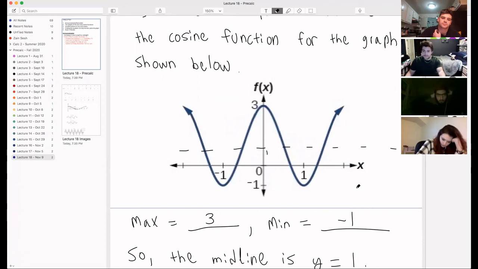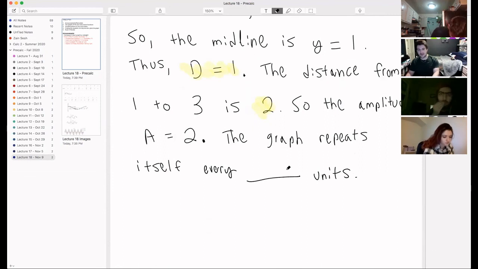Very good. So what did you see here that made you think that? I saw at -1 and 1, the graph begins the same behavior. Well said. Perfect. So in this case, it was really nice to see that these minimum points landed right on -1 and 1, which allowed us to measure the distance nicely. Good. Excellent. So the graph repeats itself every 2 units. Good. So that's the period.